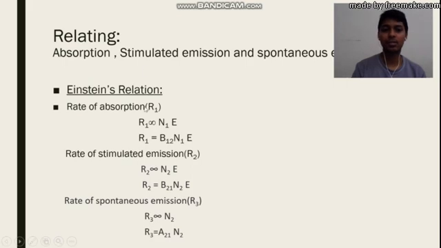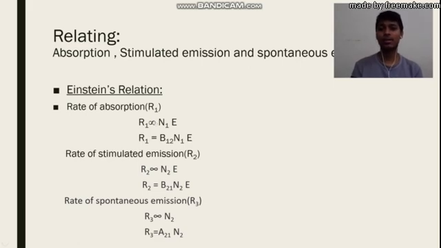So in Einstein's relation, the rate of absorption is denoted as R1. This R1 is the number of atoms per unit volume excited from lower energy level to higher energy level per unit time. This R1 is directly proportional to N1 and also directly proportional to E. What is N1? N1 is the number of atoms at ground state, and E means the energy of the radiation. If we remove the proportionality sign, we get R1 equal to B12 N1 E. This B12 is the Einstein's coefficient for rate of absorption.